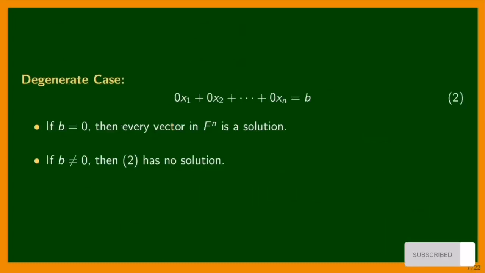Now there is a trivial case that we need to look at. This is when the coefficients of the unknowns are all 0. This is interesting because no matter what x sub 1, x sub 2, up to x sub n are, the left-hand side will always remain 0. Thus, as a remark, if the right-hand side constant b is 0, then every vector in Fn is a solution. No matter what vector in Rn or Fn you pick, it will always be a solution.